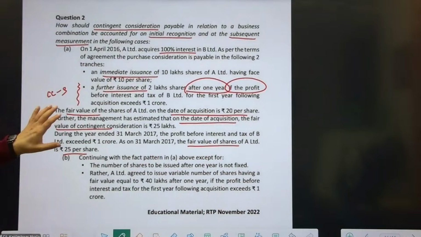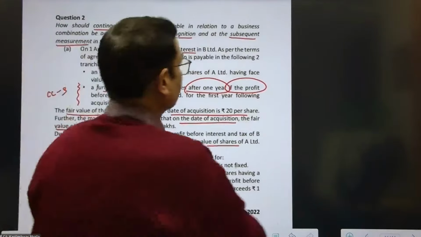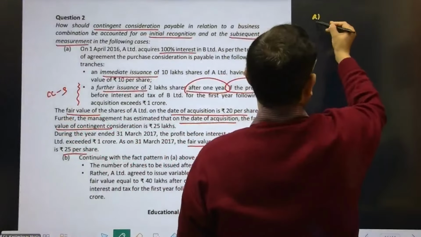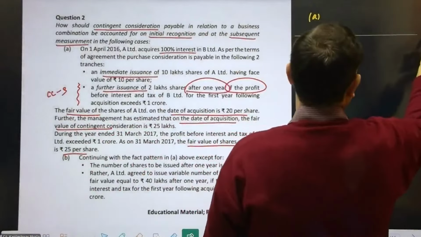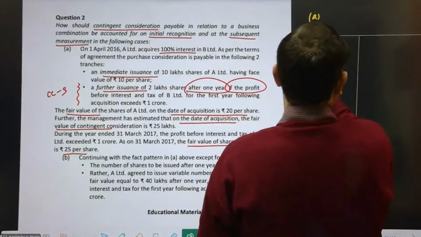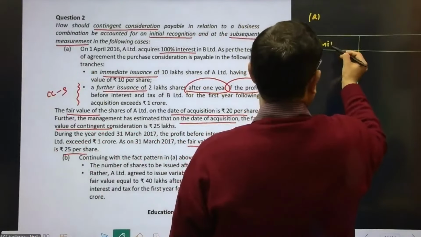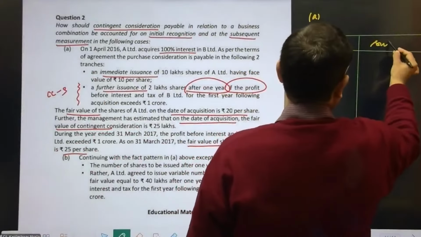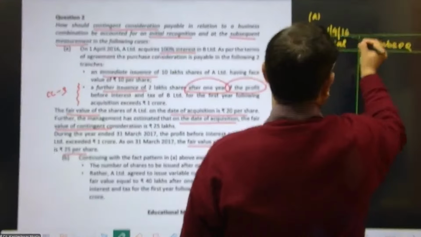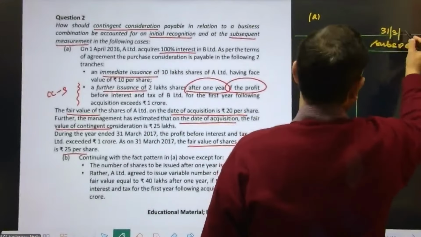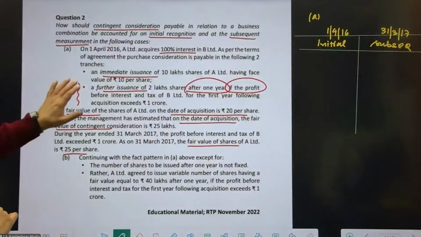So let's look at the accounting for clause A. We're looking at the initial and we're looking at the subsequent accounting. Now, when we say initial, it is 1st April 16. Subsequent means on the balance sheet date, that is March 17. Let's begin the journey.